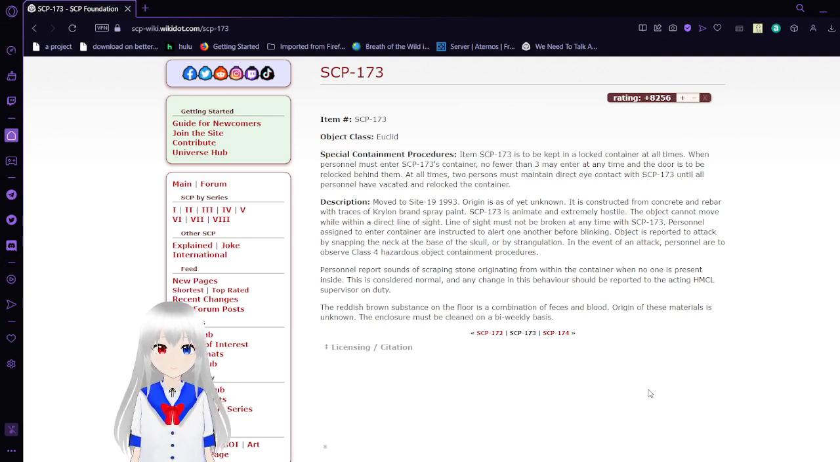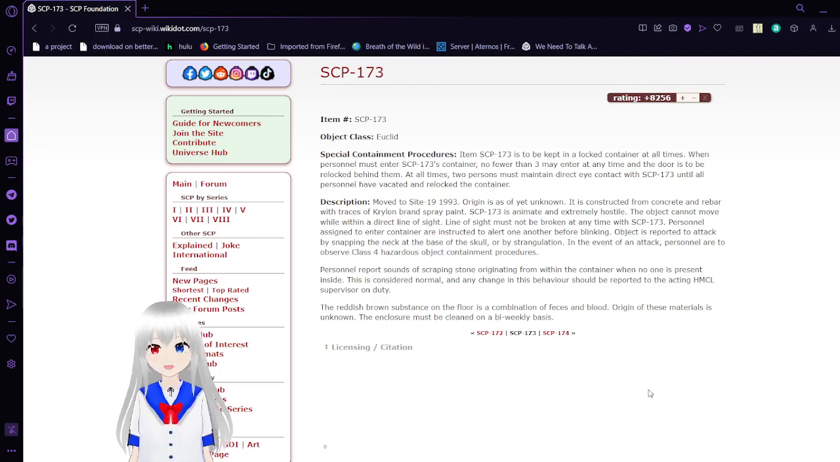Personnel assigned to enter the container are instructed to alert one another before blinking. The object is reported to attack by snapping the neck at the base of the skull, or by strangulation. In the event of an attack, personnel are to observe Class 4 object containment procedures.